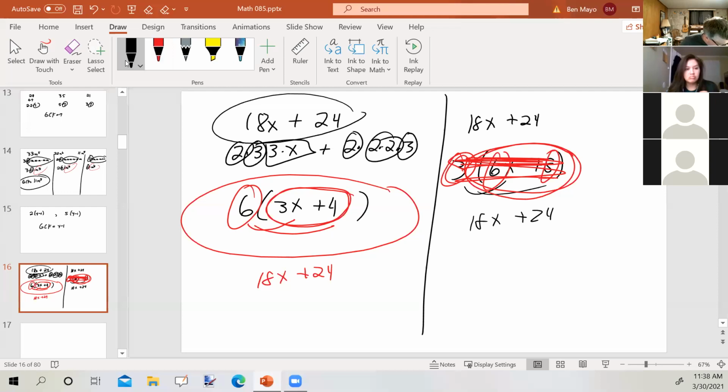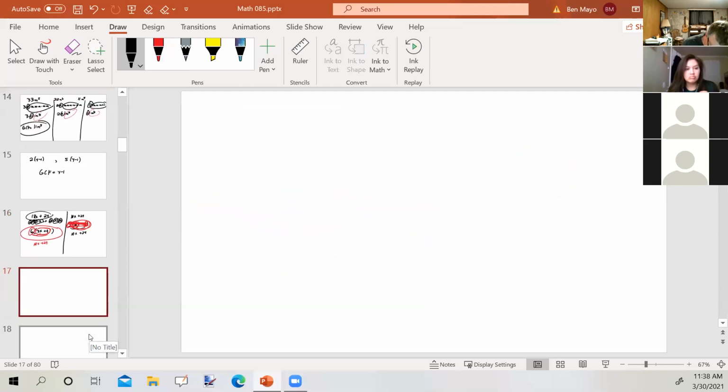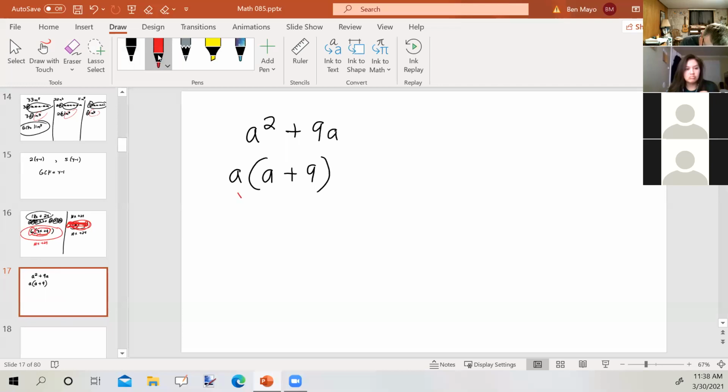Let's see here. How about this one? a squared plus 9a. Take out the greatest common factor. That would be an a, and the leftovers would be a plus 9. Checking my work, if I distribute, I get a squared plus 9a, and there's nothing common to a or 9 other than a 1, so there's my correct answer.